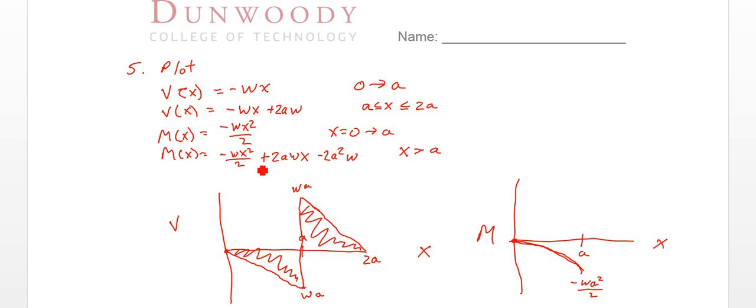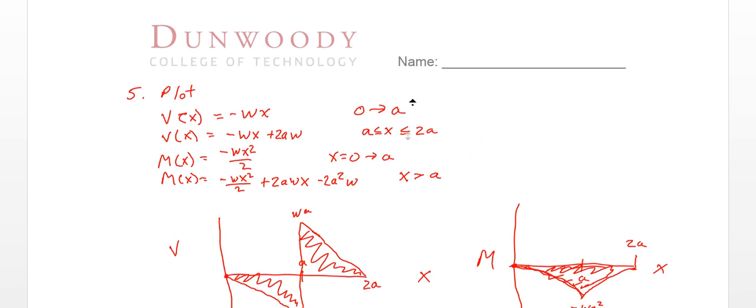And then once I go beyond that point, I use this second equation here. So if I fill in 2a here, I get negative 4a squared w over 2, so negative 2a squared w, and this will also go away, so I just get the reverse of that here at 2a. So there's my moment diagram for that. Hopefully that makes a little more sense. Let me break down a little bit where I made my mistake before.